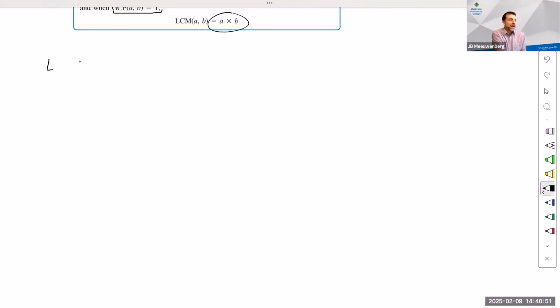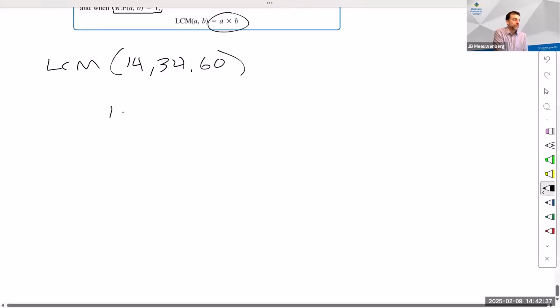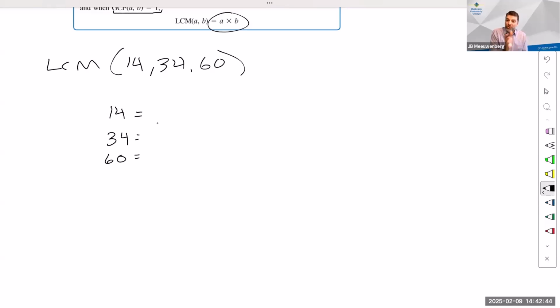See if you can find the least common multiple of three numbers: 14, 34, and 60. 14, 34, and 60. You may recognize these numbers. We found their GCF earlier. So we're going to take 14, 34, and 60. And when we list out their prime factorizations, it's going to look something like this.